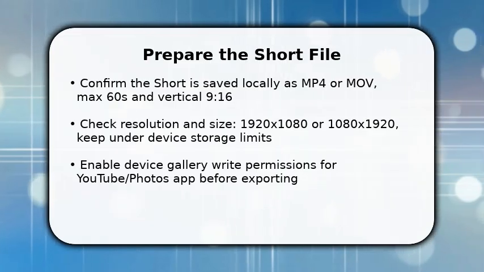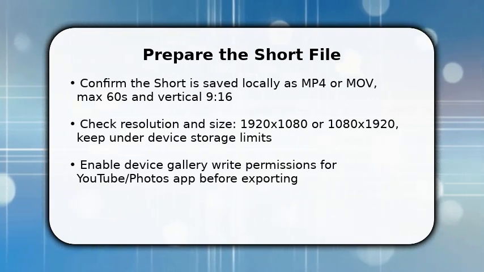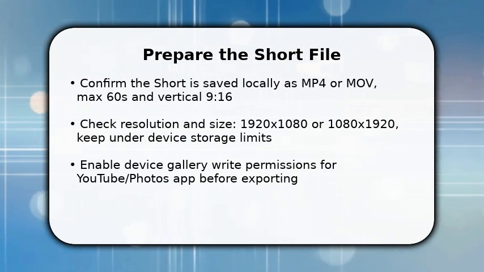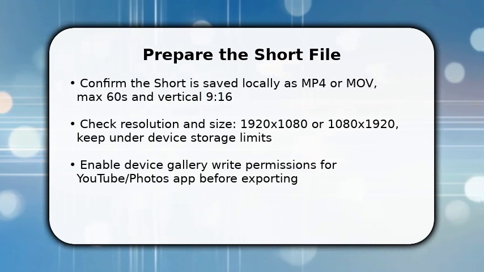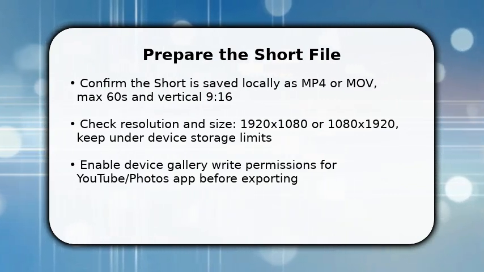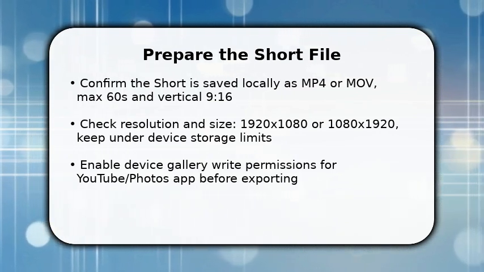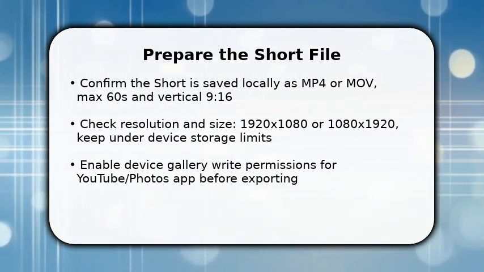You start by ensuring the short is a local video file. This makes moving it to your gallery simple. Export from the YouTube Studio or Creator app as MP4/MOV, vertical 9:16, and under 60 seconds so gallery players behave. Once done, make sure the device gave YouTube or your editor permission to write to storage. Otherwise, the file stays sandboxed.